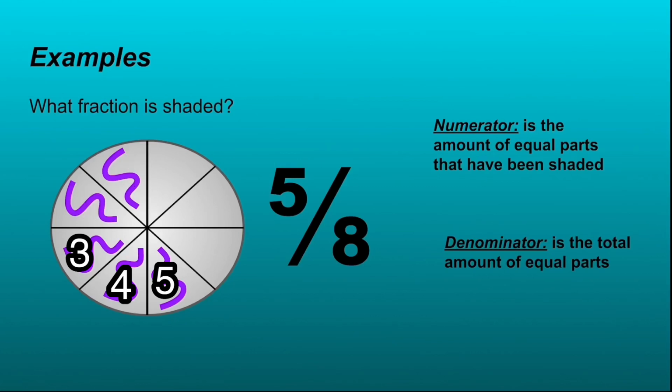Our bottom number, which is the denominator, is the total amount of equal parts. So how many parts there are altogether. And we call this fraction 5/8.